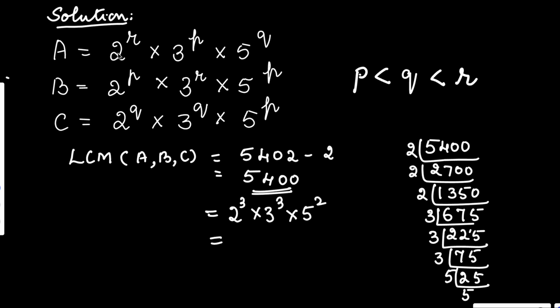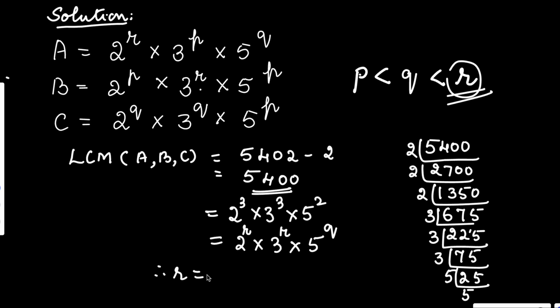Now we'll find the LCM of these three numbers, A, B, C. What is LCM? We write all the factors, 2, 3 and 5, with all the highest powers. We know the highest is R, so 2 to the power of R, out of all this. R is the highest one for 3 to the power of R. And for 5, R is not there, but Q is more than P, so Q is highest here, 5 to the power of Q. Now just compare: R is equal to 3 and Q is equal to 2.